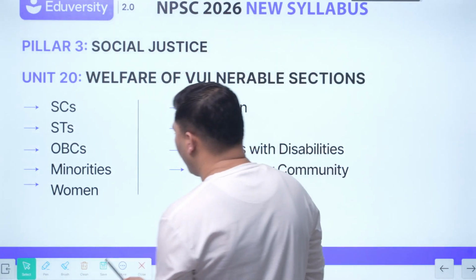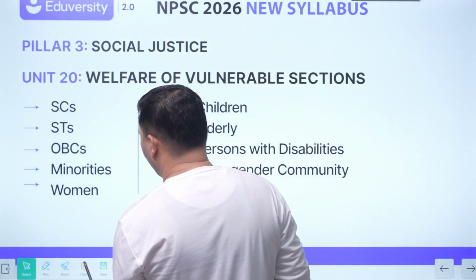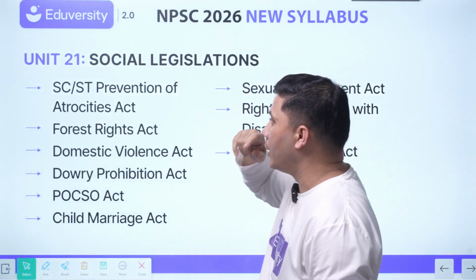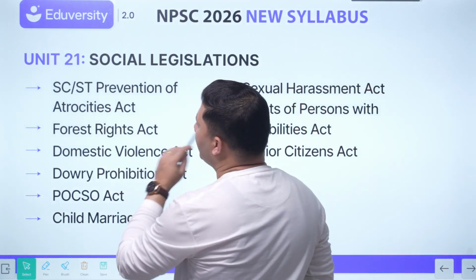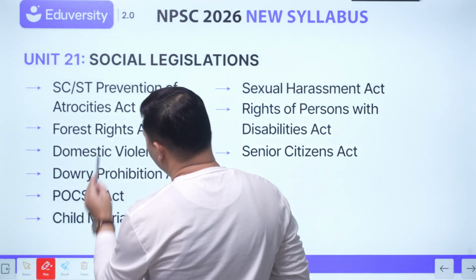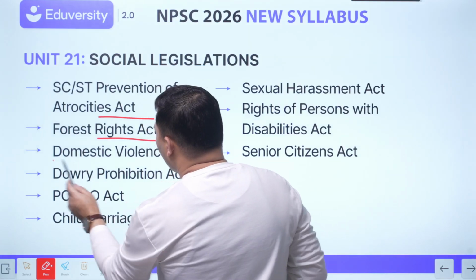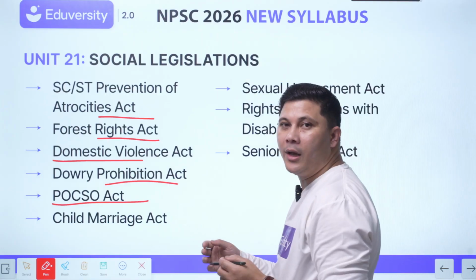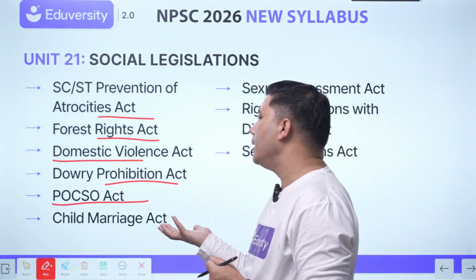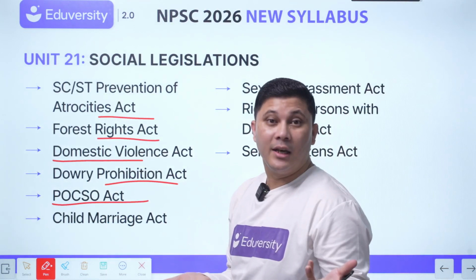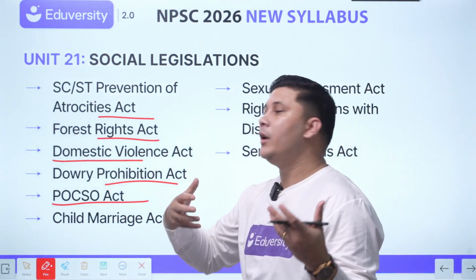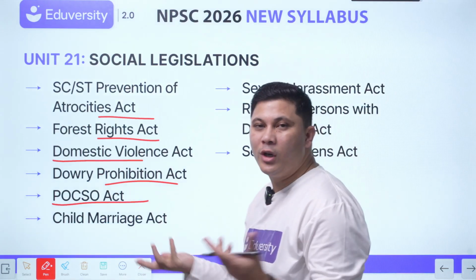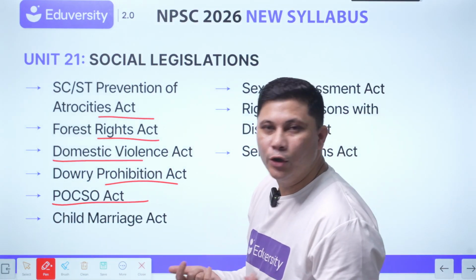Okay, so apart from the welfare of the vulnerable section, we are also going to study the social legislation like the SC/ST Prevention of Atrocities Act, very important, Forest Rights Act, Domestic Violence Act, Dowry Prohibition Act, POCSO Act. You see, POCSO is in the news these days in Nagaland. Before, we used to hear of POCSO only in mainland India, but even these days POCSO is flooding the newspapers in Nagaland, right?